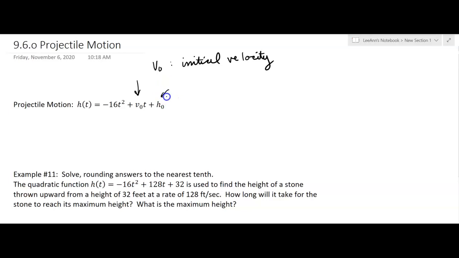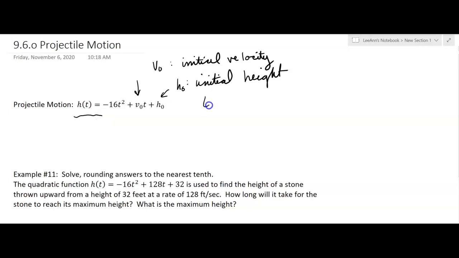The H naught, that is the initial height. So you're standing on a mountain that's maybe 200 feet up, and so you climb up the mountain 200 feet, and then you throw a ball into the air. Your initial height would be the 200 feet. The ball's going to go up, and then it's going to come down eventually, okay? And this equation, this function, tells us what the height is of the ball after so many seconds.